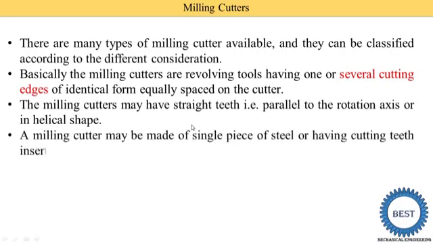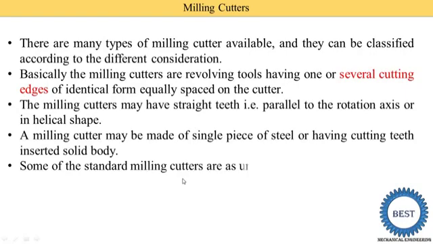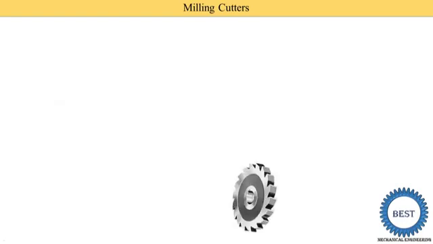Milling cutter may be made of a single piece of steel, means the complete milling cutter is made from a single piece, or it may have cutting teeth inserted on a solid body, means the teeth are inserted on the body. If a tooth wears out, then we replace it with another tooth on the same tool. Some of the standard milling cutters are as under. Now we discuss some of the milling cutters.